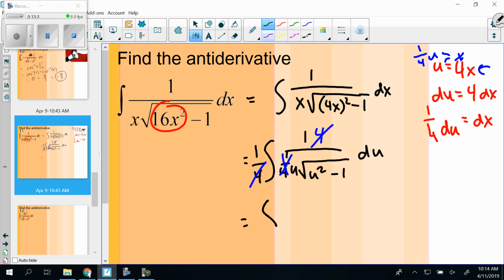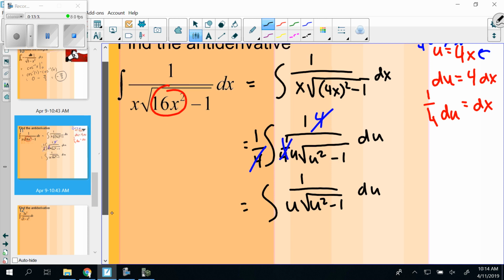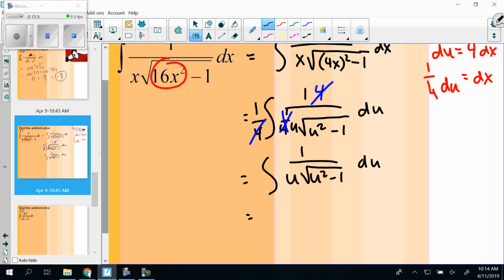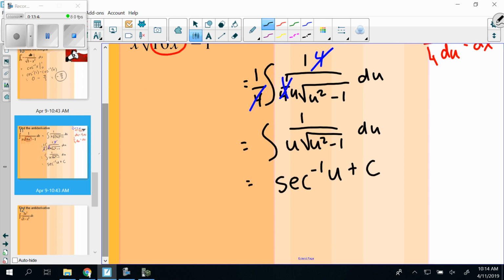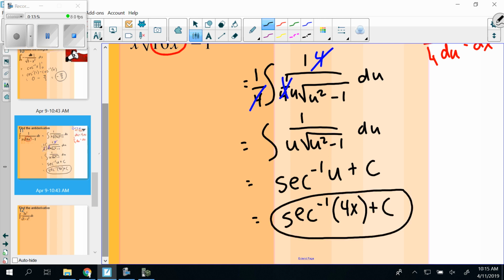And so our antiderivative comes out to be this, which looks exactly like the one we had there for inverse secant. And so this is going to be inverse secant of u plus, there could be some constant. This is an indefinite integral. And then the last thing we need to do on these indefinite integrals is substitute back in for our substitution for u here, which we did 4x. And so the antiderivative is inverse secant of 4x plus c.